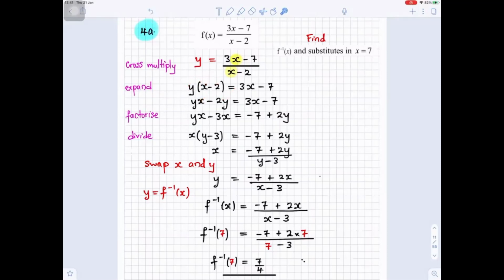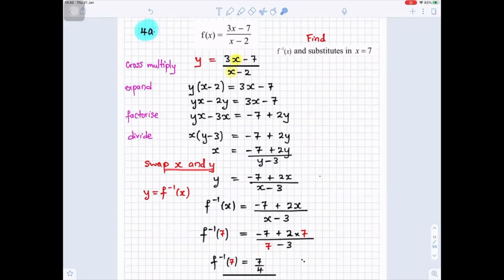After that, we will put all the x to the left and all the others to the right. So 3x will come to the left, it will be minus 3x. And minus 2y will go to the right, it will become plus 2y. Now we factorize. There's x there and there's x there. So if x comes out of the bracket, it is x times y minus 3 equals minus 7 plus 2y. After that, we divide by y minus 3. So x now is minus 7 plus 2y divided by y minus 3.